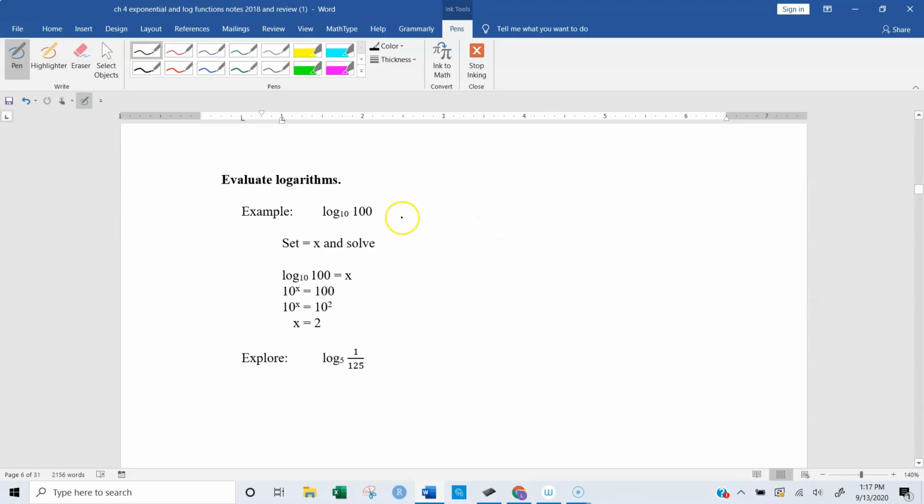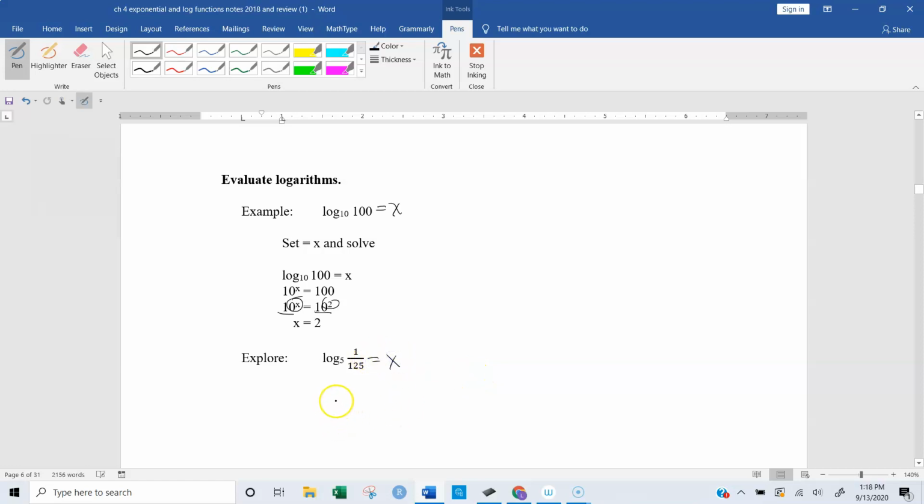Evaluate. So we evaluate means the first thing we do is we set this thing equal to x. We rewrite it if we can here. So 10 to the x equals 100. Get like bases if possible. The bases are the same, then the exponents are equal. Okay, pause and do yours.